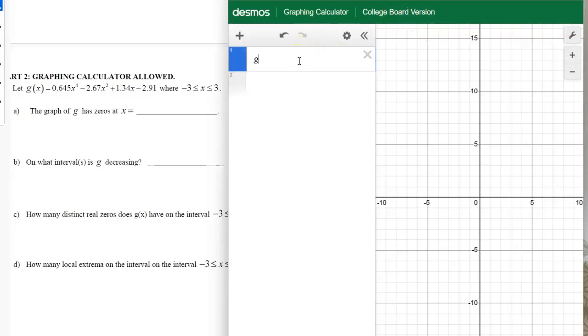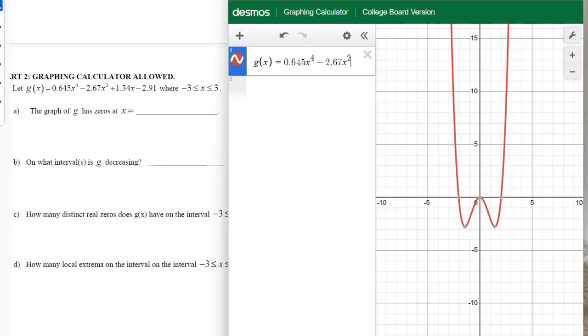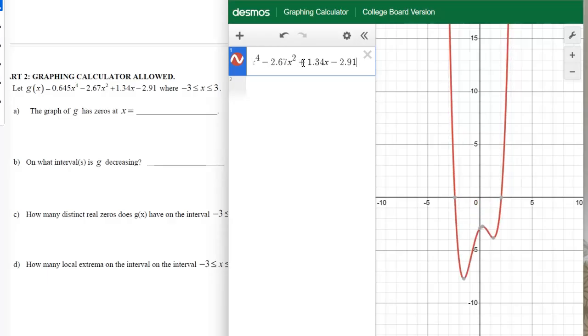Now I'm going to type that function. G of X is equal to 0.645x to the fourth power. Remember, you do the shift 6 to do that exponent. Minus 2.67x squared plus 1.34x minus 2.91. All right, let's make sure I didn't type anything wrong.